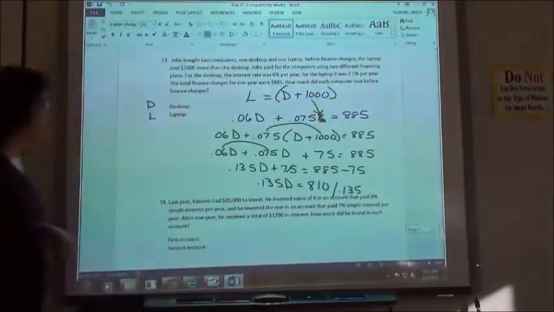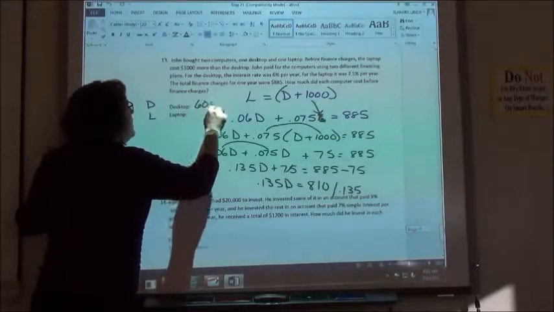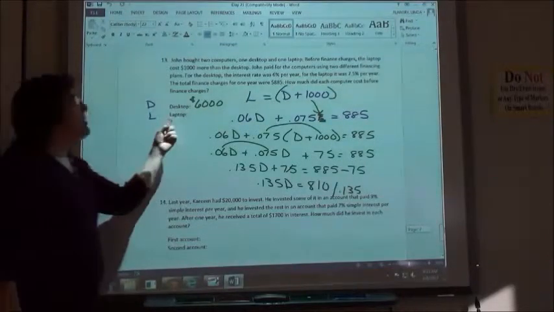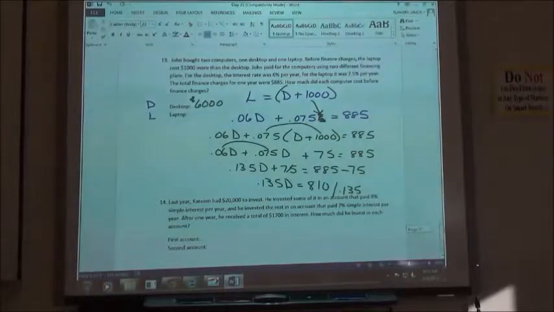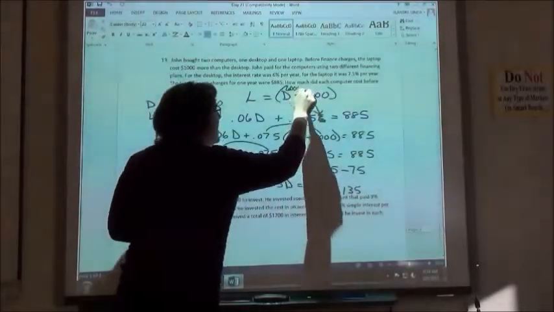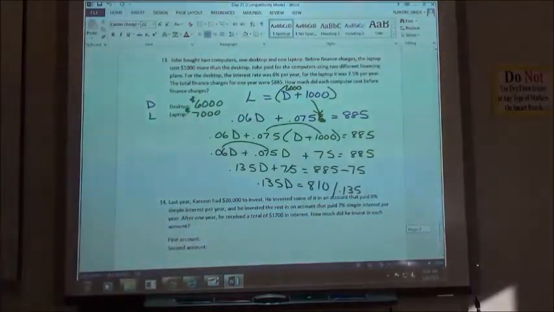So if you take 810 and divide it by 0.135, you get 6,000. So my desktop is $6,000. I don't know what kind of desktops they're paying for, but they got spendy products, more expensive than I'd buy. My laptop is going to be 6,000 plus 1,000, because we go back to this first equation, so 6,000 plus 1,000 would be 7,000.